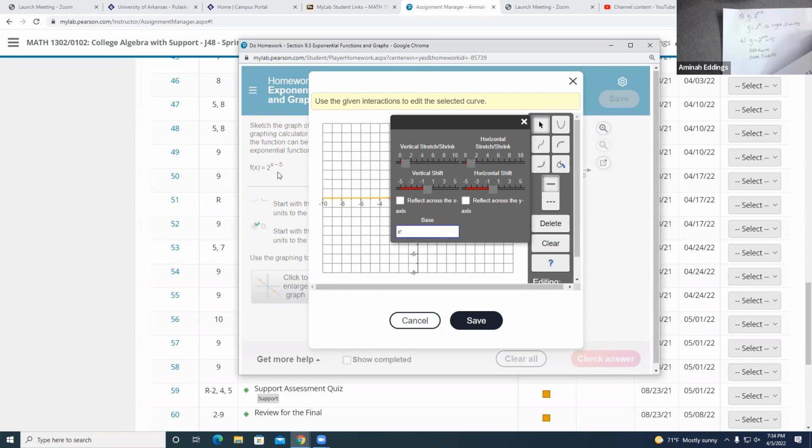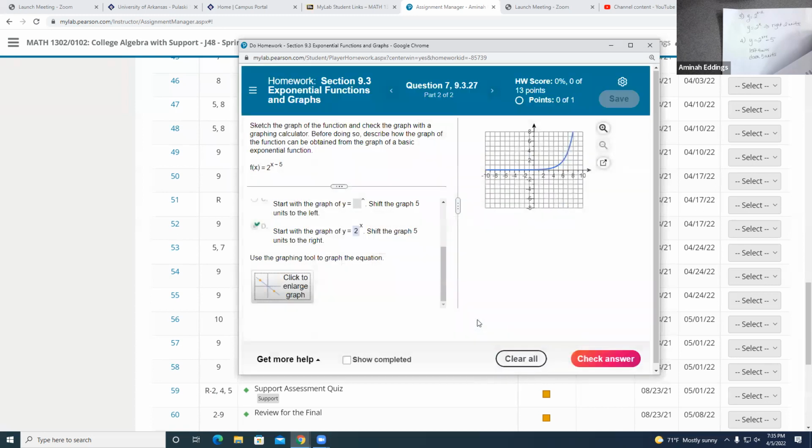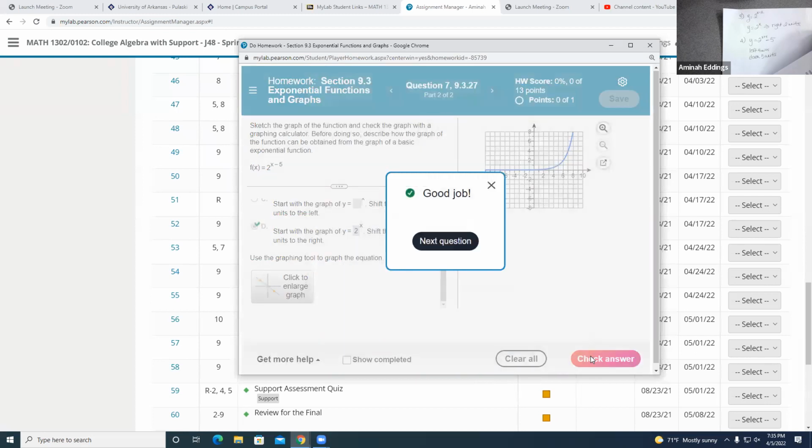First of all, what is our base? Our base is 2. So we want to make sure we change that. And then we have a minus 5 on the inside of the function. So as we said, that means that we are going to move right. So we have a horizontal shift, 5 units. Okay, so we have a base of 2, right, 5 units. We're going to save that and let's check it.